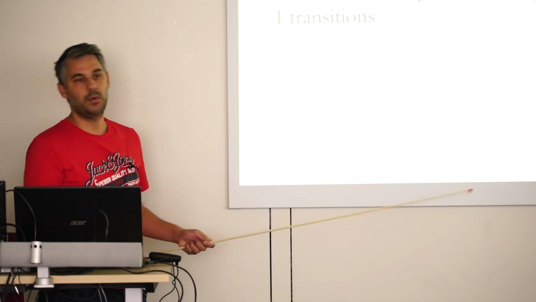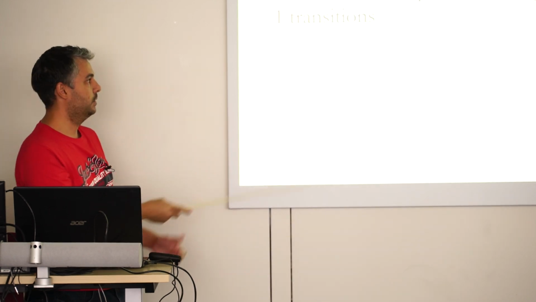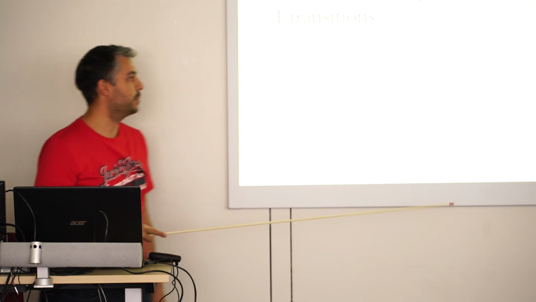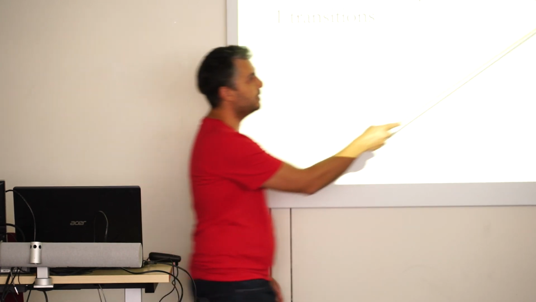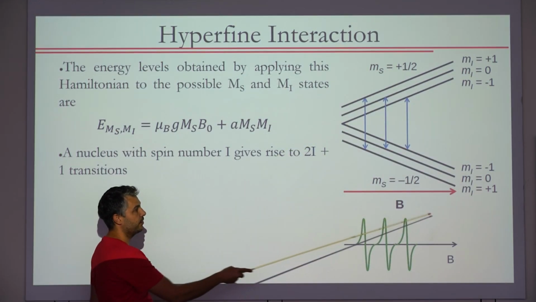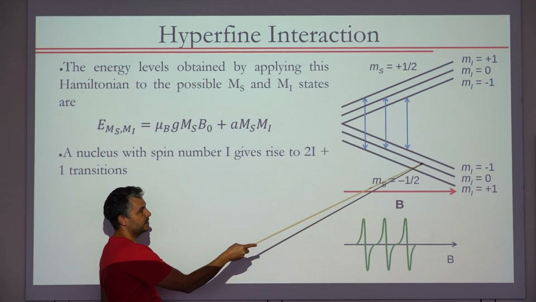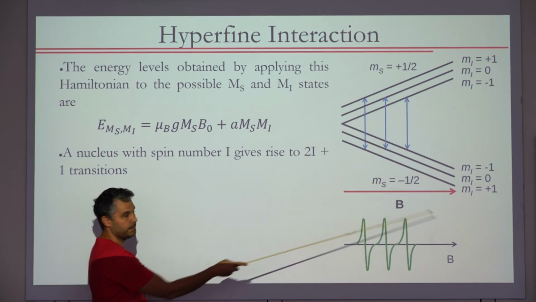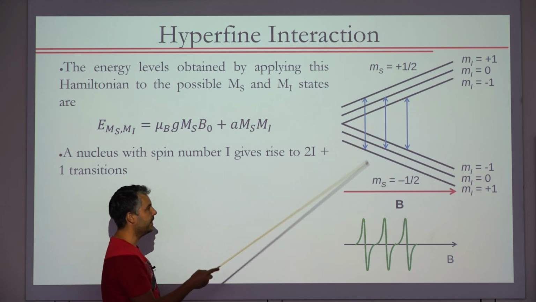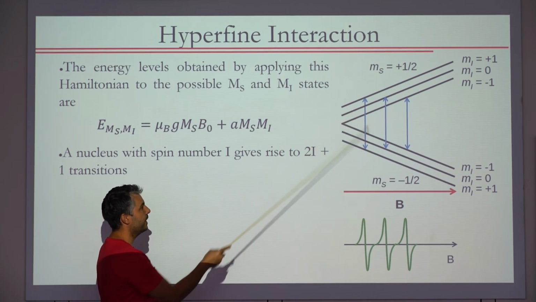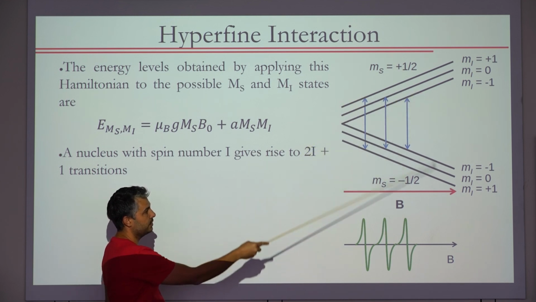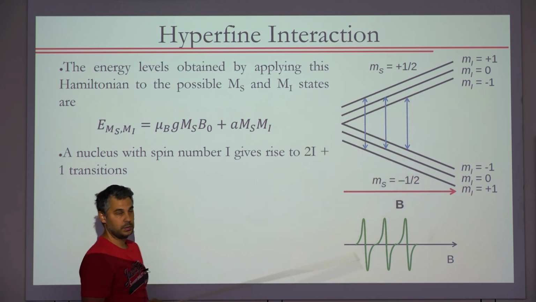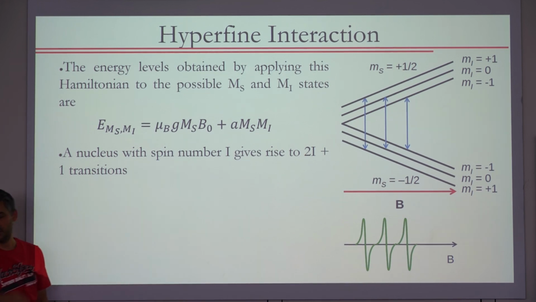And okay, I will give an example later with a spin 1/2 nuclear spin. But basically these are the energy levels as a function of the magnetic field. So the separations between them are given by the hyperfine interaction, but they don't depend on the magnetic field. And you only have transitions which are electronic. So you change the MS, but you don't change the MI. So that's an important condition.